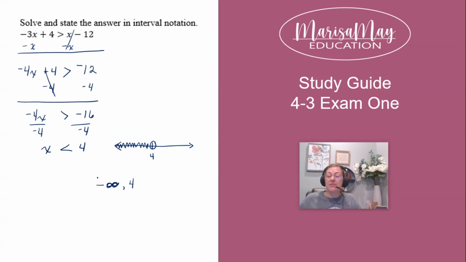Now, infinities always get a parentheses. So anytime you use interval notation and you have an infinity in it, it's going to get a parentheses. And the 4, because it's not equal to, because this circle is not shaded in, also gets a parentheses. Now, if it were equal to, if that circle were shaded in, then you would use a bracket to denote that in your interval notation. So negative infinity to 4 with the parentheses there, that's going to be your final answer here in interval notation.